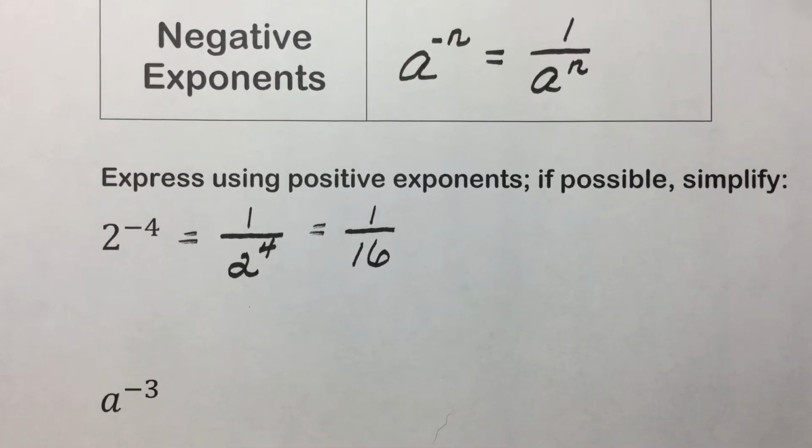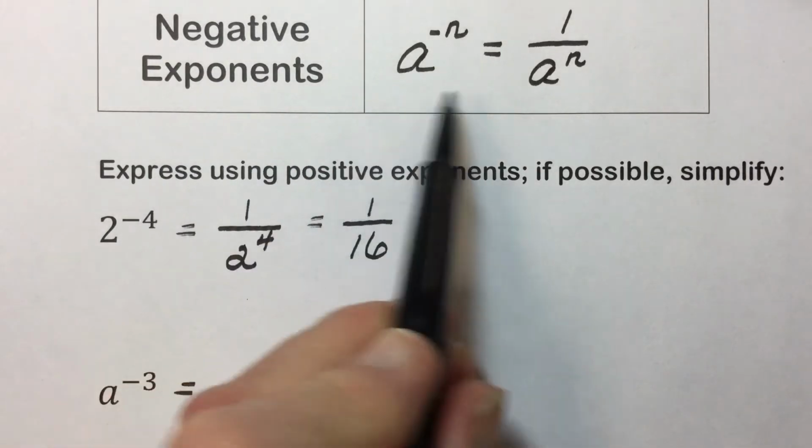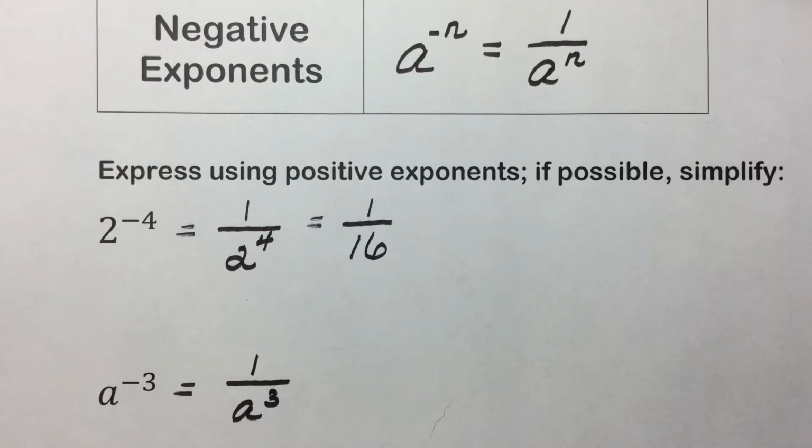In this next example, we have a to the negative third power, or a negative 3 exponent. To express this using positive exponents, we'll use the negative exponents relationship here for an equivalent expression, which will be 1 over a to the third power. No longer do we have that negative exponent, but we have an equivalent expression.